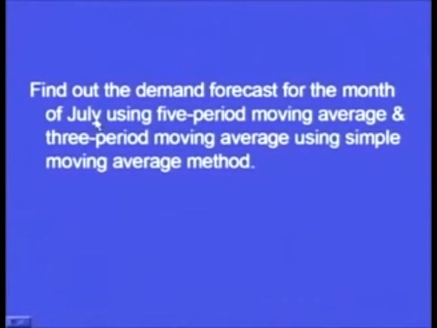In the 3 period moving average, we are going to take the last 3 months, as we are finding the forecast for the month of July. So, when we are finding the forecast for the month of July in a 3 period moving average, we would only be considering the observations for April, May and June. In the 5 period moving average, we will be using the 5 previous months of data in order to generate the forecast for the month of July.